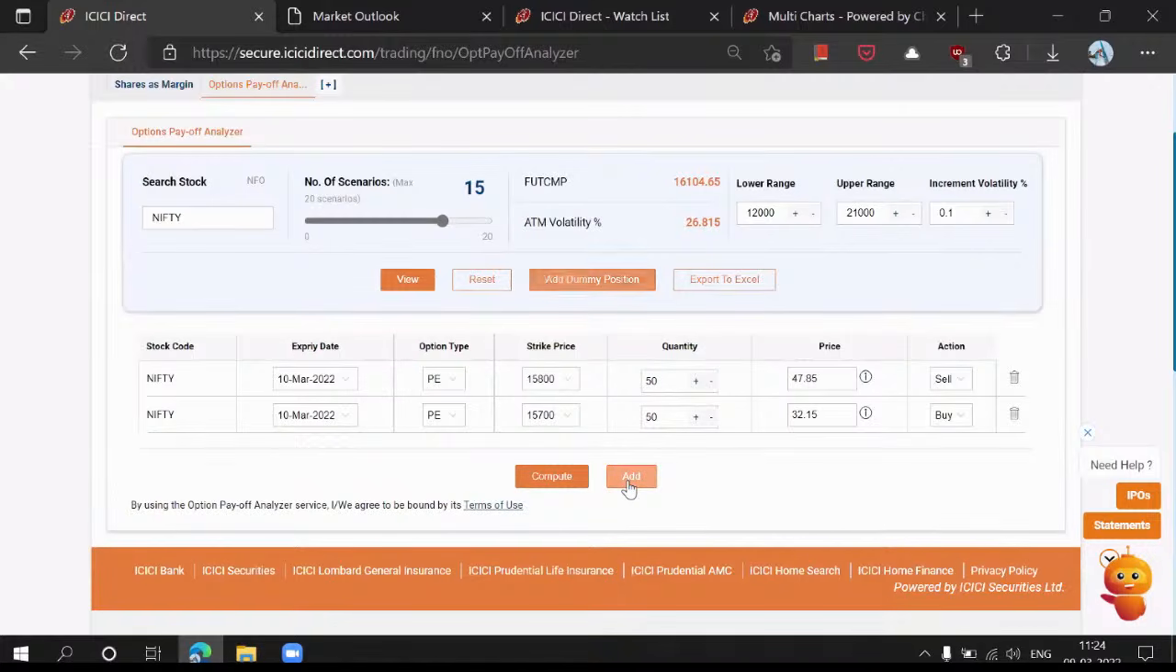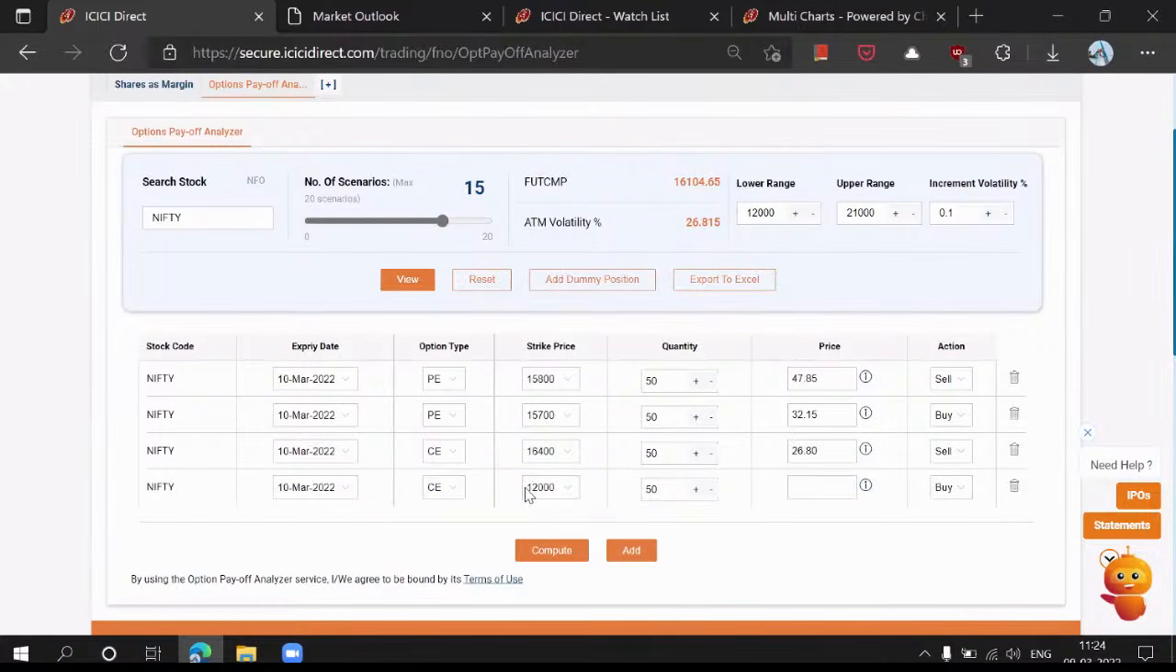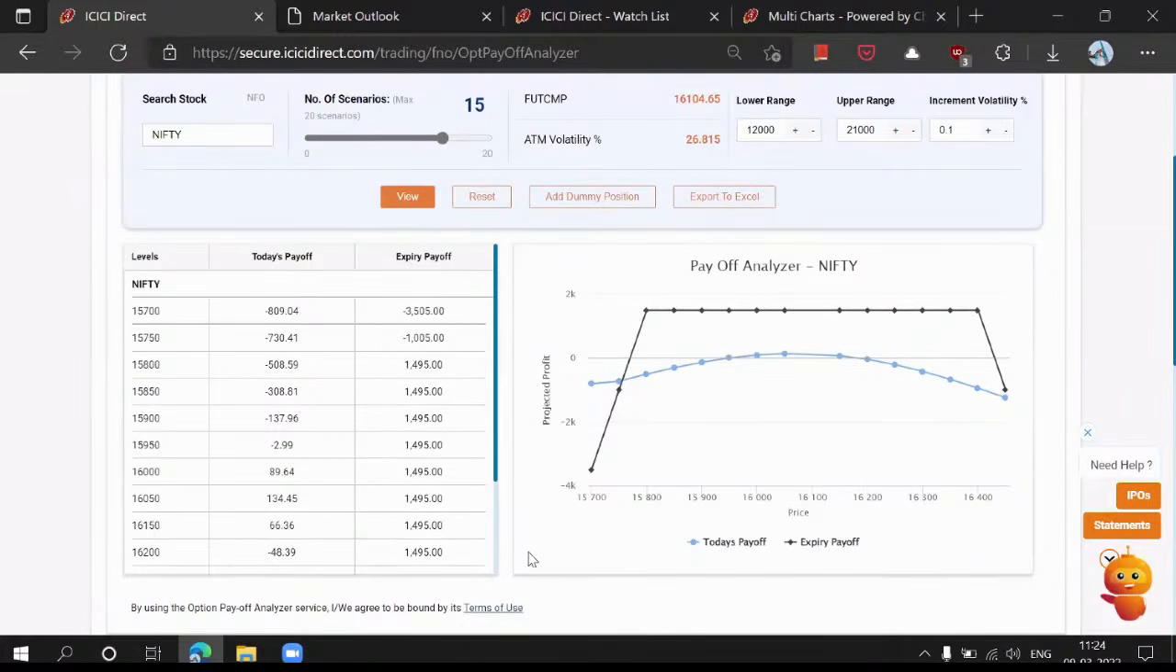Let's say we want to add calls now. We want to sell 16,400 calls, and we will buy another 16,500. So we'll hedge ourselves and the margins are optimized. We've seen the margins are as low as around 37,000 rupees, but it is hedging it. Now you can go and compute. Now if you look at your payoff and your losses, you can see at what levels of the markets your trade can go wrong.